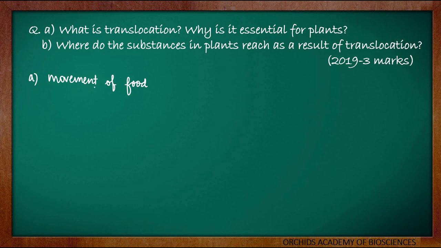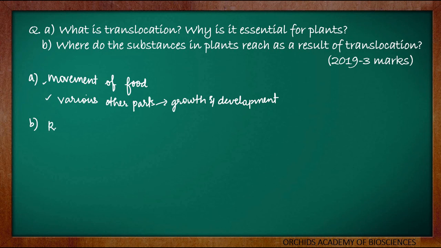And why is it essential for plants? It is essential for plants because without it, the food which is prepared by the leaves cannot reach the other parts of the plant for their growth and development. So it is very important for the food which is prepared in the leaf to reach the various other parts of the plant. Coming to the second part of the question, where do the substances in plant reach as a result of translocation? Very simple answer. They reach all the required parts of the plant.